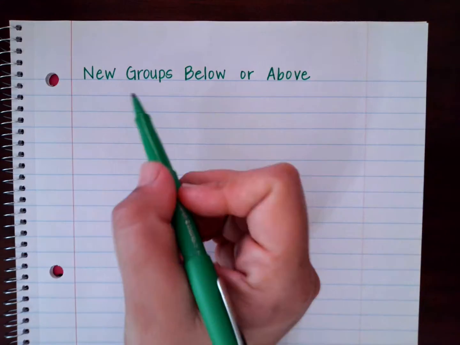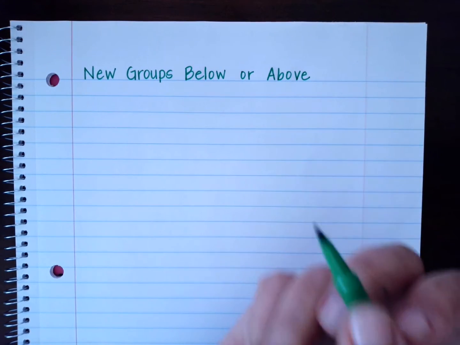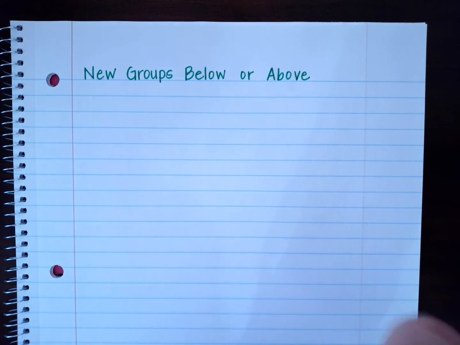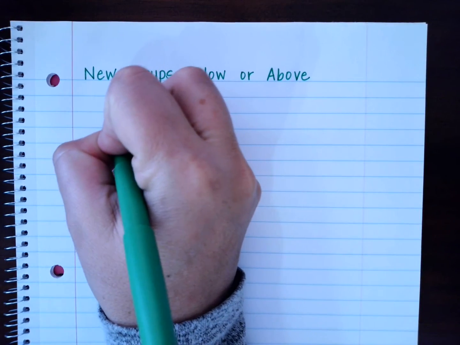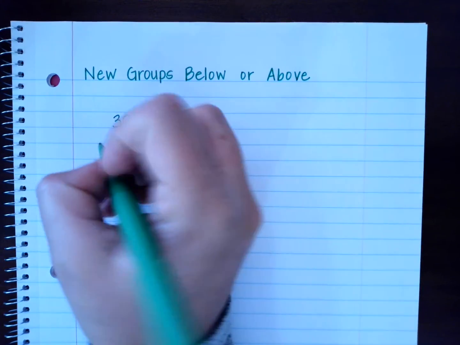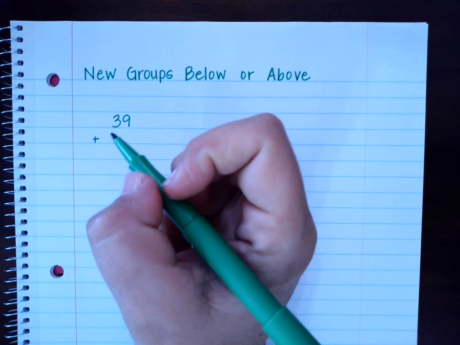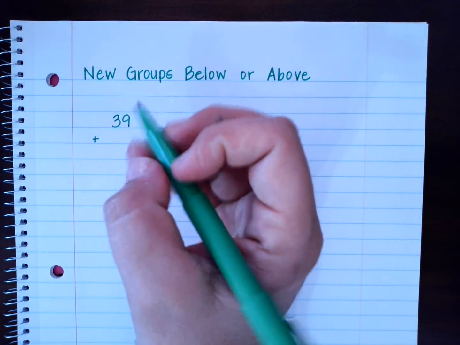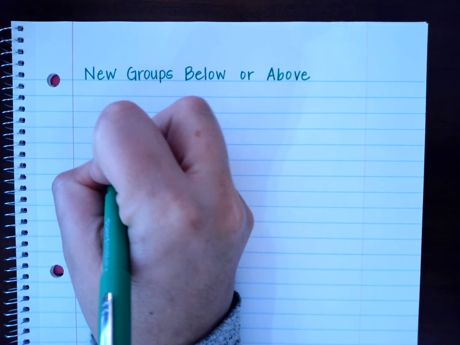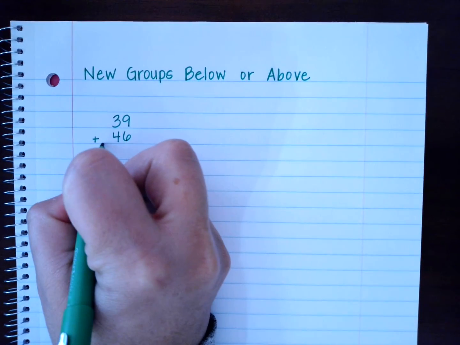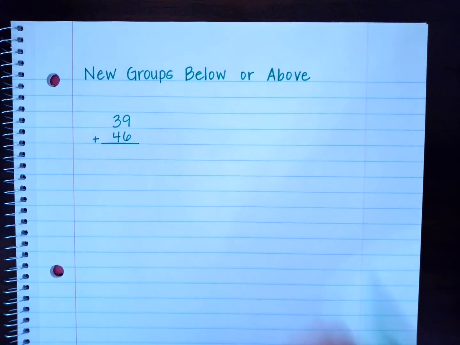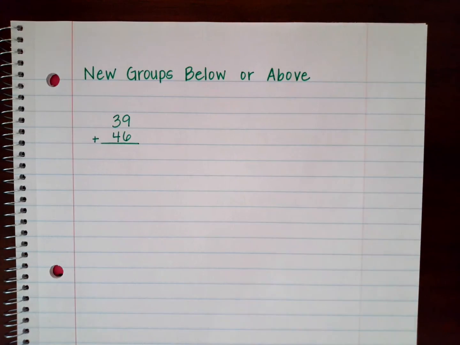So this is the new groups below method. The problem that we're going to start by solving is 36 plus 49. Oops, 39 plus 46, actually, sorry. There actually is no workbook page for today's lesson. So what I want you to do is you're going to watch how I solve this problem first, and then we're going to do some practice problems.